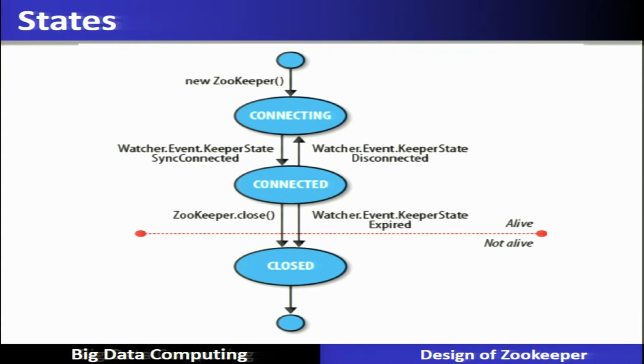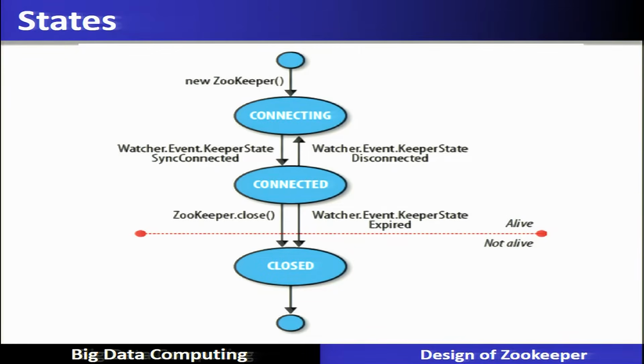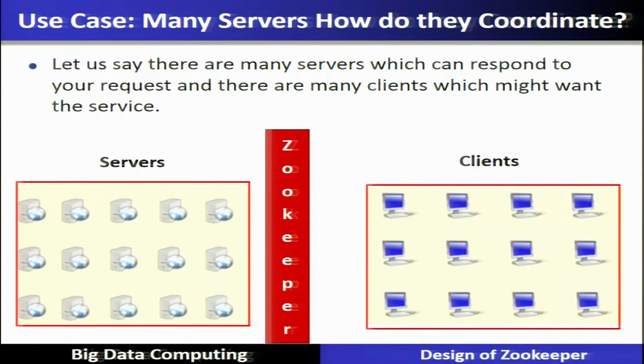Let us understand that when a new Zookeeper process starts and connects, it will watch the events and keep the state synchronized with the connected clients; that state is called connected. When Zookeeper is closing the connection, it will be closed, and in between it will watch the events and keeper state. When the session is expired, it will send the watch event state as disconnected. So, these state transitions are handled.